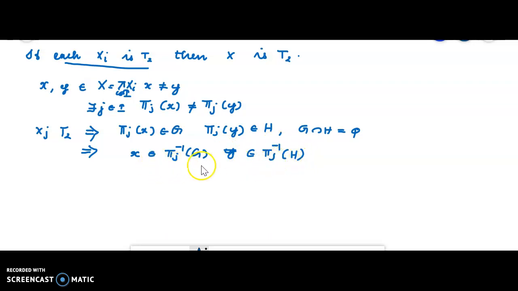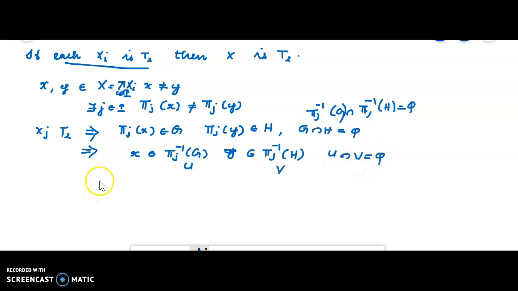If we denote pi j inverse of G by U, then x element of U. Then y element of V, where V is pi j inverse of H. G intersection H equal to empty set means nothing is inside, so there is nothing in the inverse image either. Really this is the step: pi j inverse of G intersection pi j inverse of H is also equal to empty set. We denote pi j inverse of G by U and pi j inverse of H by V, so U intersection V equal to empty set.